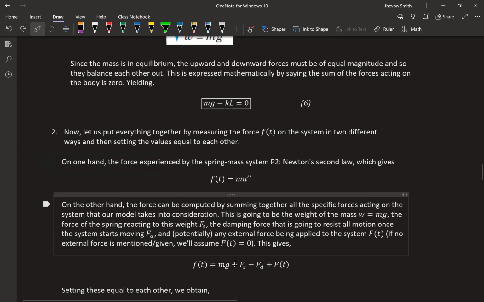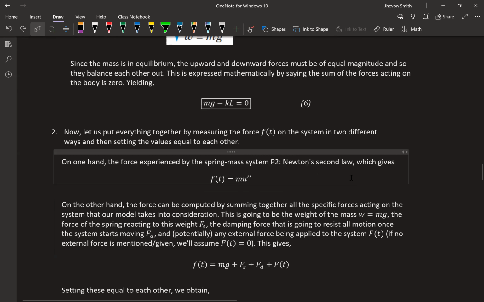Now, we're going to measure the force in 2 different ways. We're almost at the end, bear with me. It's going to be really cool when you see how this all fits together, and it's going to pop into something familiar, almost out of nowhere. One is to measure the force experienced by this spring system using Newton's second law. Force equals mass times acceleration, so that's mu double prime.